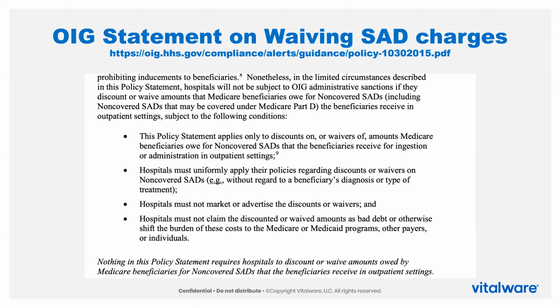Here's another big clincher. Hospitals must uniformly apply their policies regarding discounts or waivers on non-covered drugs. Uniformly doesn't mean just within Medicare. It uniformly means you're charging all patients. So if you're going to waive these for Medicare, you cannot do cost shifting. So you're going to have to waive them for the other payers as well. And it says here, for example, without regard to benefit, diagnosis, or type of treatment. The hospital must not market or advertise these discounts, because then it does become an incentive.